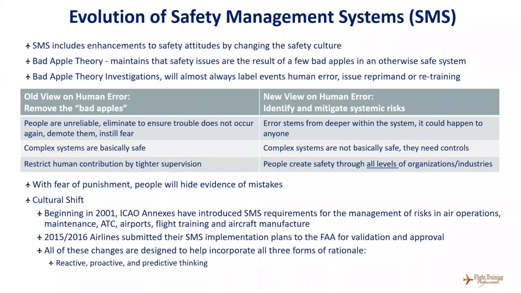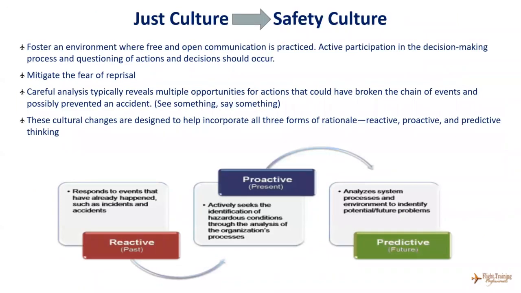So all of these changes were designed to incorporate 3 forms of rationale: reactive, proactive, and predictive thinking. And in order to manage all of the risk going on, because the people making our regulations, our checklists and our flows, are not with us on every single flight, they need to be able to get that information. To do that, they had to change the culture, because otherwise people would hide all of these mistakes. So some of you might have heard of the term just culture.